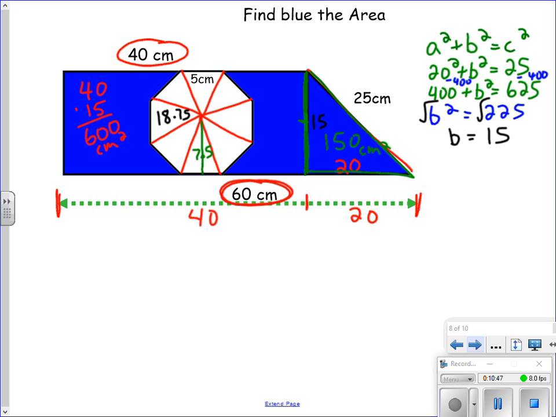And I have 8 of them, so I'm going to times that by 8. I'm not even going to round it off yet. I'm going to leave 18.75 in my calculator and then times it by 8, and then I'll round off in the end. I don't have to. It's exactly 150.